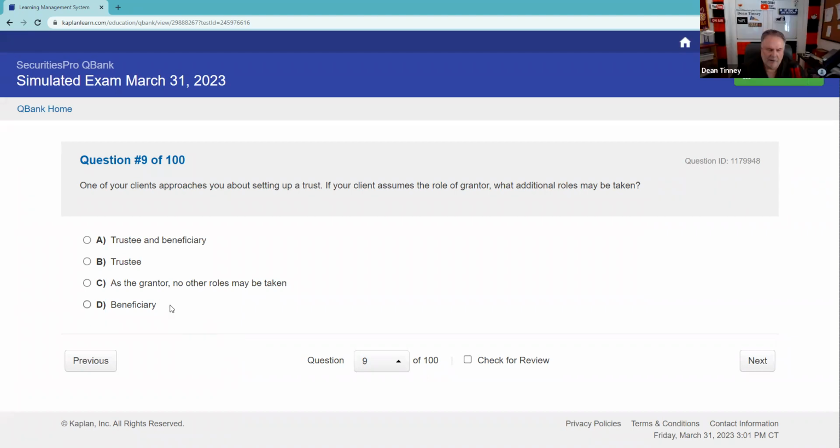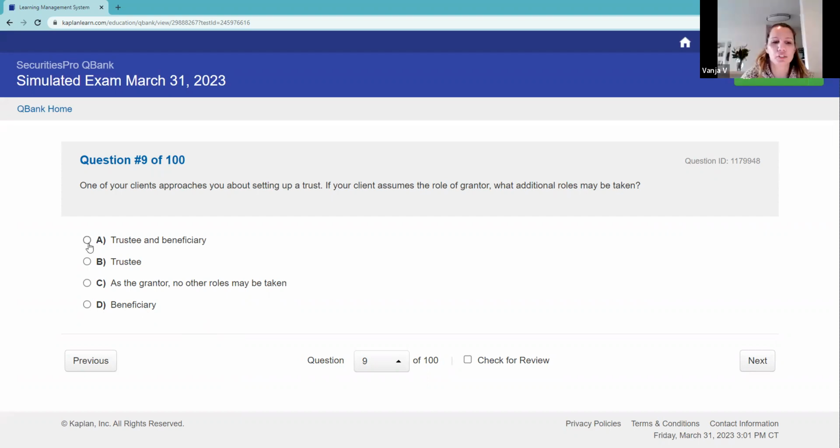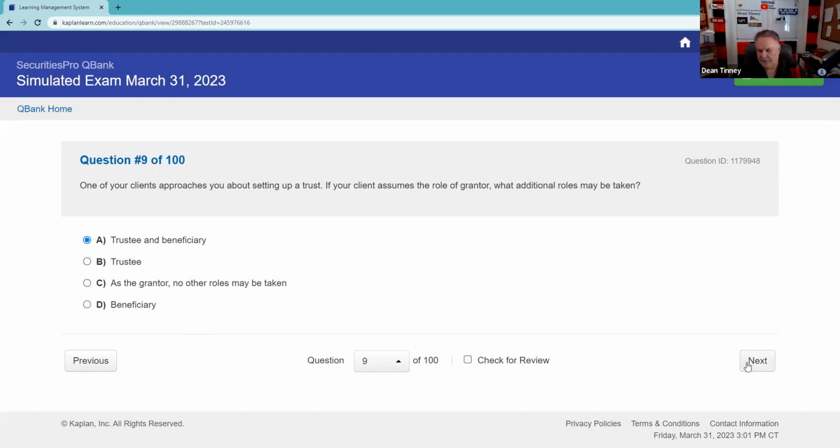Yeah. Do we want to mark you wrong, or are we going to mark you right on that one? Because you said beneficiary first, but you want me to mark you right or wrong? A is right. Well, no, because I said first trustee, but then I said he can also be a beneficiary. There you go. So you weren't done. I interrupted you. Okay, I get it. My bad. No, you're good.